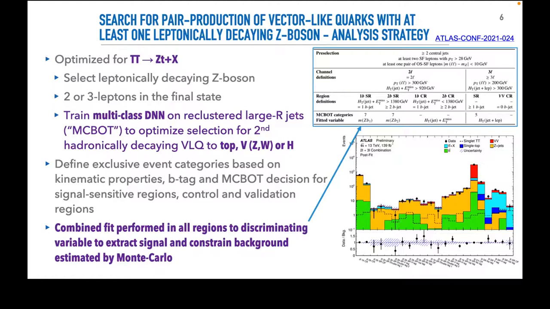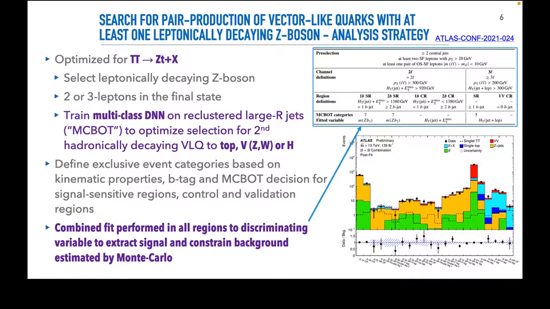Then they define exclusive event categories based on kinematic properties, the b-tag decision and the MCBOT decision to define signal sensitive regions, control and validation regions. We have here a table displaying all of these regions, and in the plot below, you also have a summary of all of these regions. Then they do a combined fit to all those regions to a discriminating variable to extract the signal and constrain the background estimated by Monte Carlo.